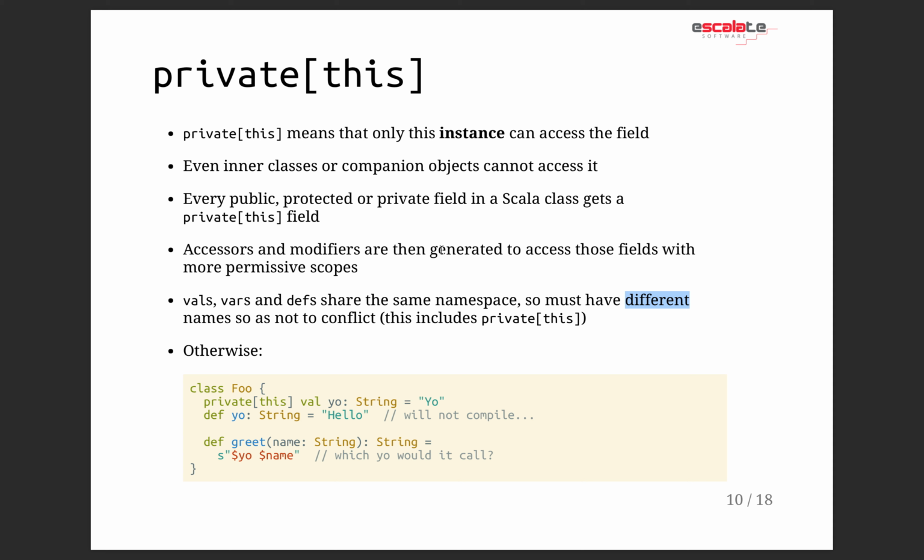Val and def share the same namespace, so they must have different names, so that they do not conflict with the private field. So here, foo is a val of type String, and the definition def foo: String returns hello with the same name, and here I'm calling foo, so this will give an error.